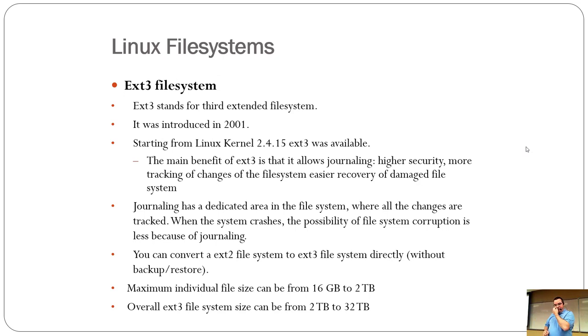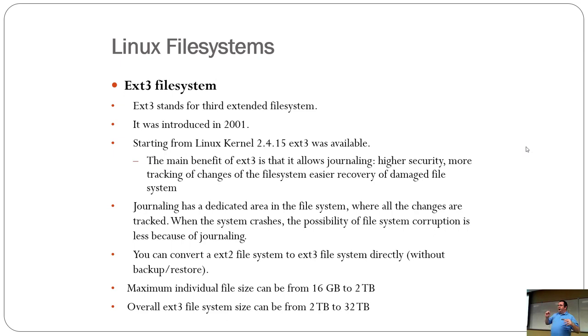And then, in 2001, they came out with EXT3, which stands for the third extended file system. So original. It came out with kernel 2.4.15. It was basically made the default. The big feature of EXT3 was that it was journaling.